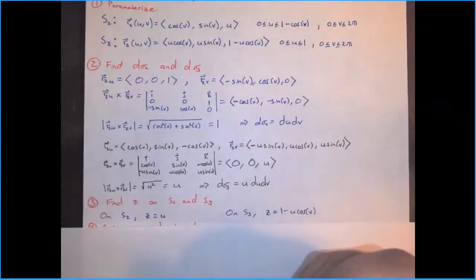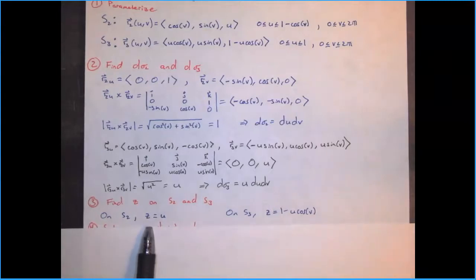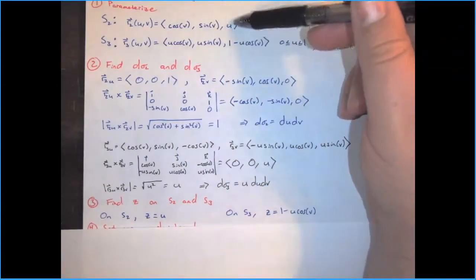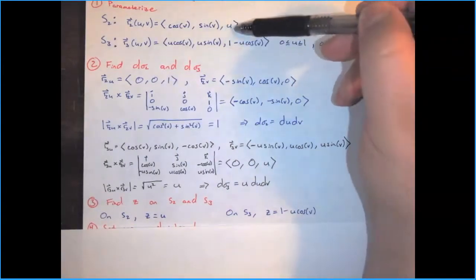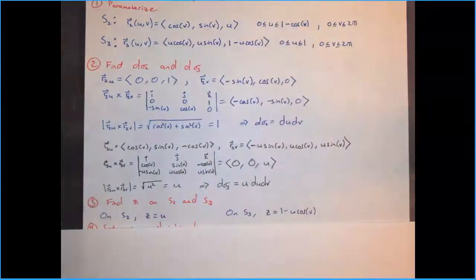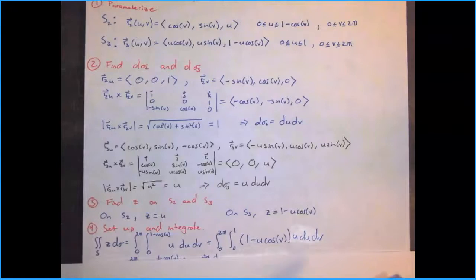Now I'm ready to define my function on the 2 surfaces, but the function I want to integrate is just z. So in order to define the function on the 2 surfaces, all I need is this third component of the parameterization. This tells me what z should be. So on the second surface, z is u. On the third surface, z is 1 minus u cosine v. And so now I'm ready to set up my integrals.